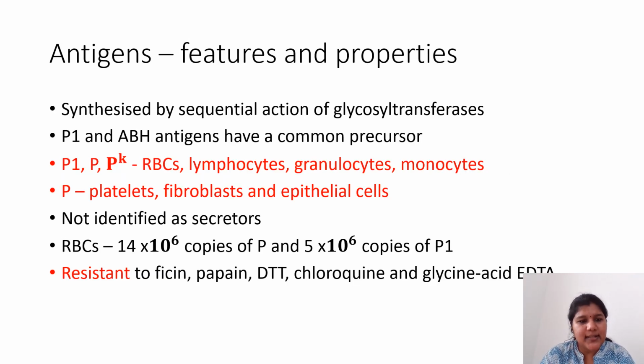Coming to the antigen features and properties, they are synthesized by sequential action of glycosyl transferases. The P1 and ABH antigens have a common precursor. The P1, P and PK are seen in RBCs, lymphocytes, granulocytes and monocytes. The capital P is also seen in platelets, fibroblasts and epithelial cells. They are not identified as secretors.